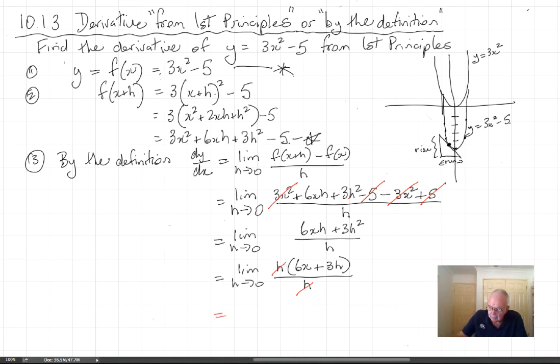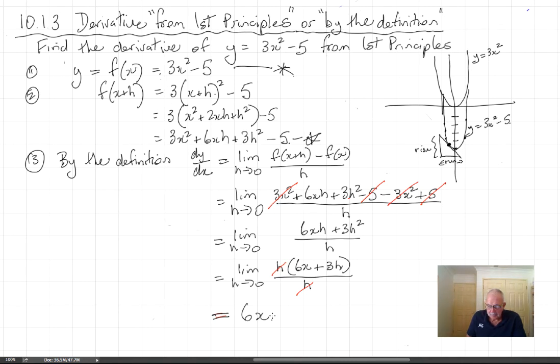Whoops, we get back to our black pen. So now we can go back and put h equals 0 because we're no longer dividing by 0. It's the limit as h approaches 0 of 6x plus 3h. Well, if you put h equals 0, 3 times 0 is 0, so you get 6x plus 0, so it'll be just equal to 6x.